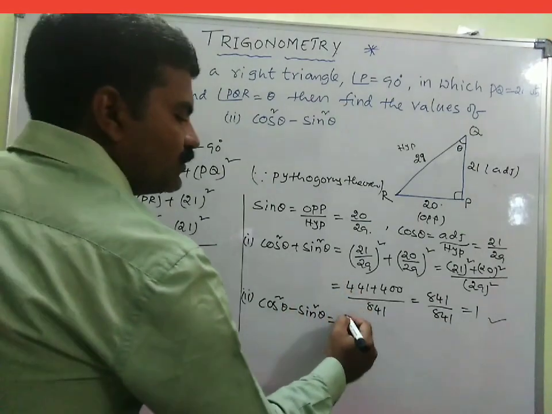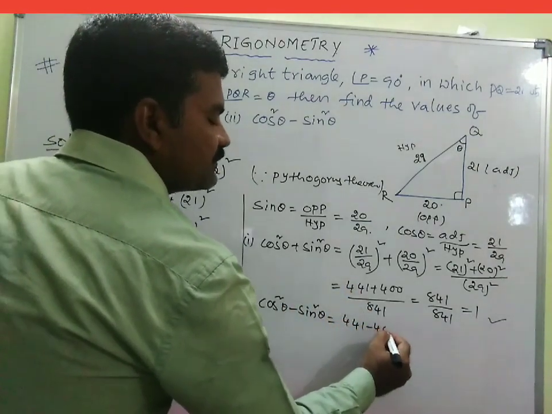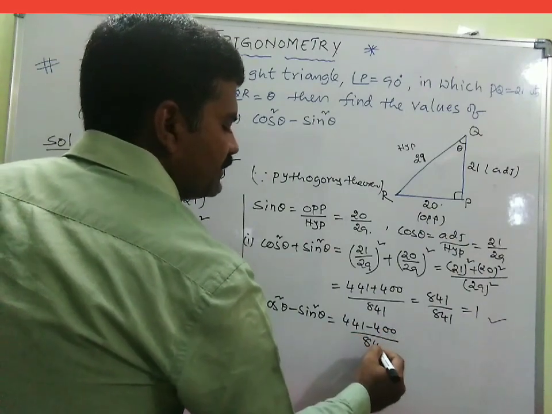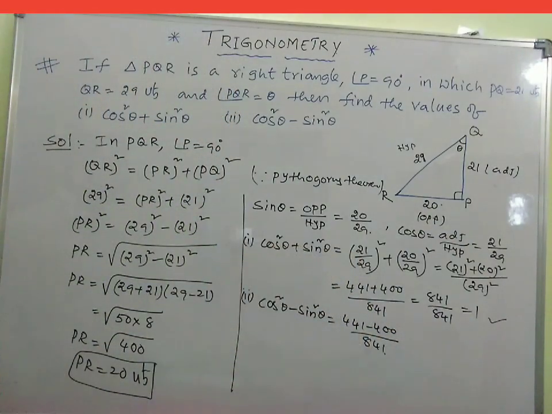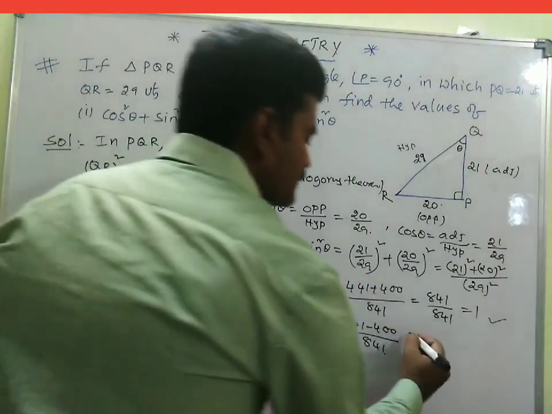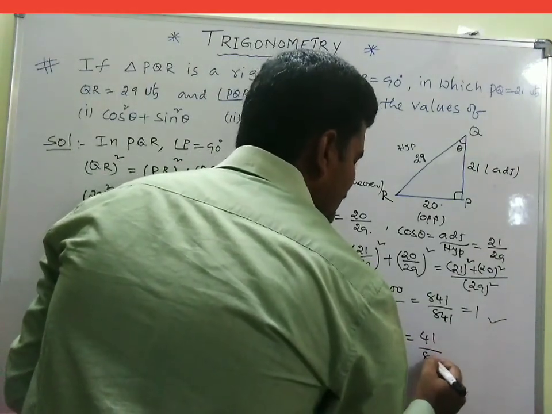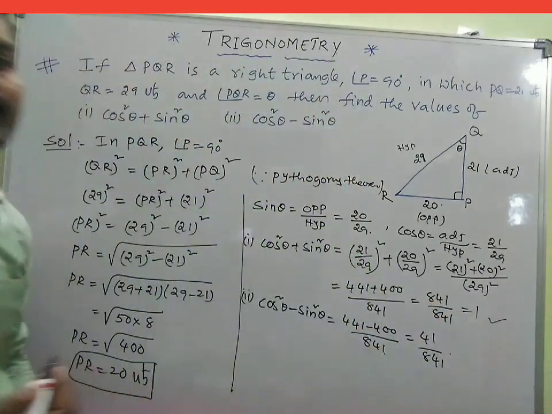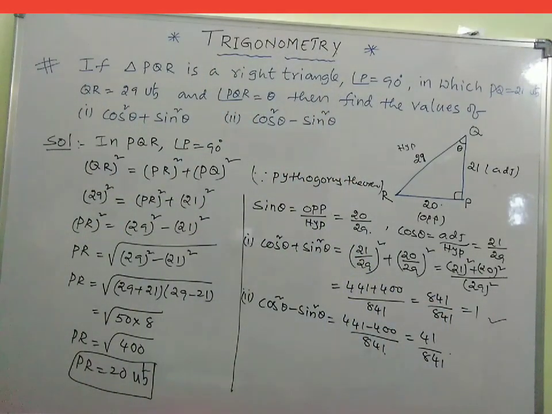So let me go directly: 441 minus 400 by 841. Is it not the same calculation? Only thing is, instead of plus you are going to get minus. Hence this is 41 by 841. If you have anything to cancel, you can cancel, or if not, you can leave it there.